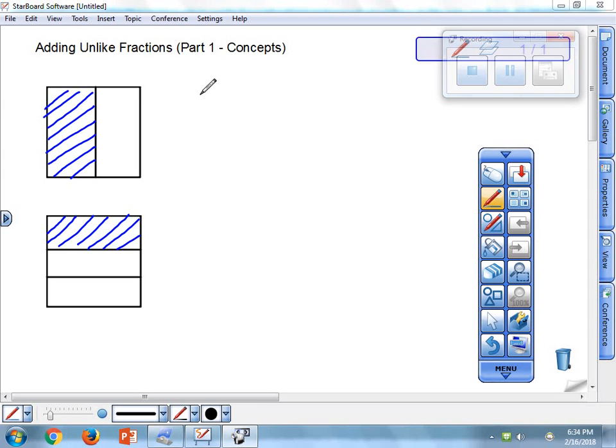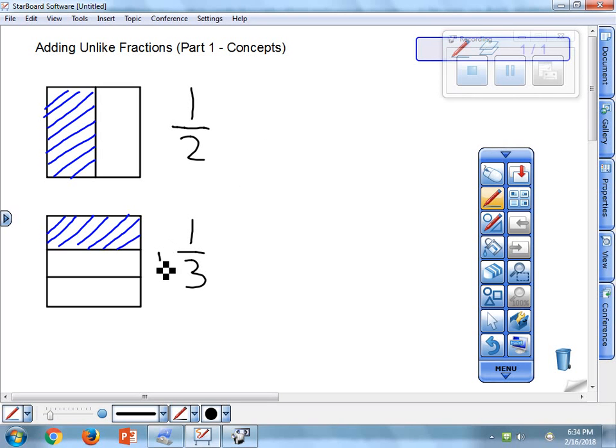The first unit square has 1/2 of it shaded. The second unit square has 1/3 of it shaded. And again, remember, the numerators of the fractions represent the number of shaded parts. The denominators represent how many equal-sized parts each square is split into. Now suppose I want to add these two fractions together.